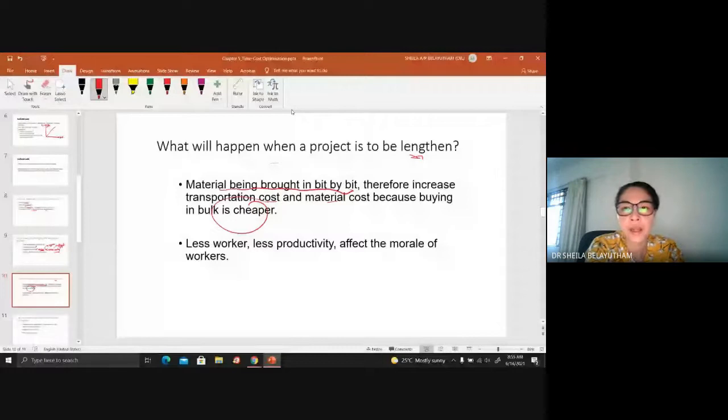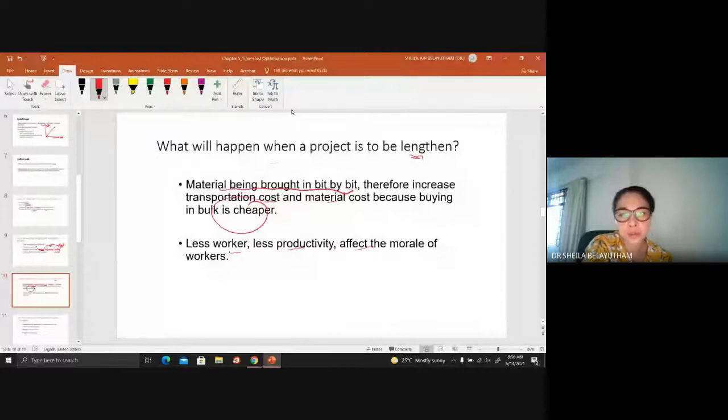And of course, nowadays with SDG and so on, bringing materials in bit by bit would increase the pollution, increase the emission to the air, because you have trucks coming in bit by bit. Those are the circumstances if you are trying to lengthen the project, because you don't want too much material on site which might get spoiled with exposure and so on. And of course, when you're lengthening a project, you have fewer workers, less productivity, and it affects the morale.